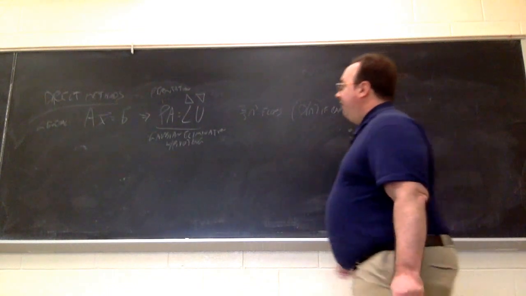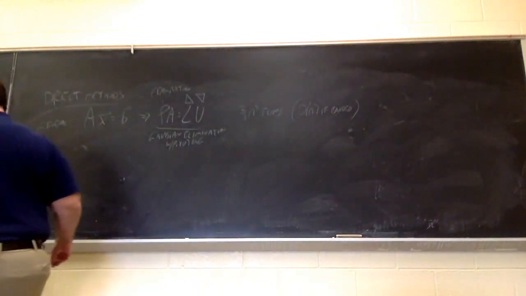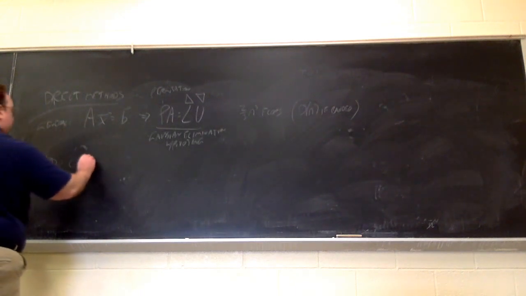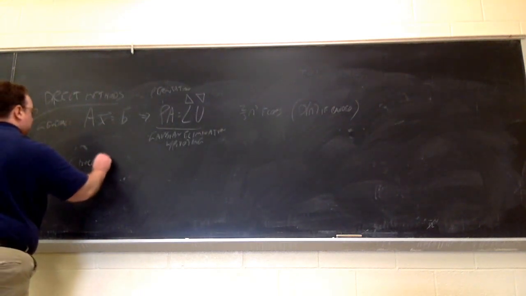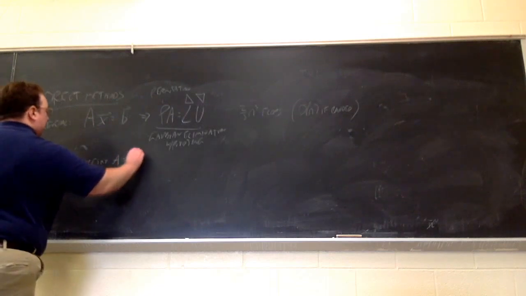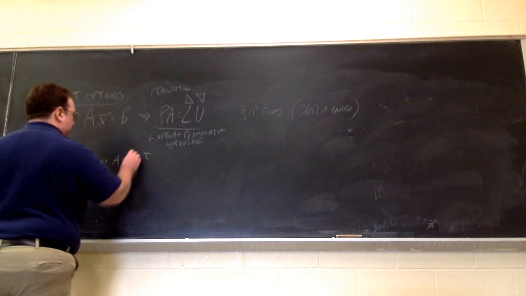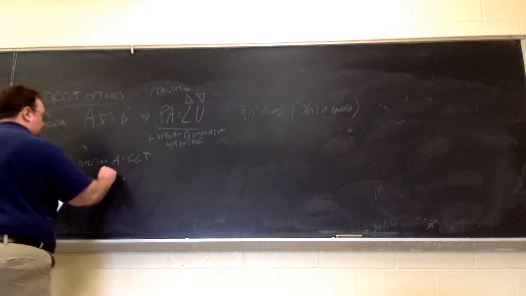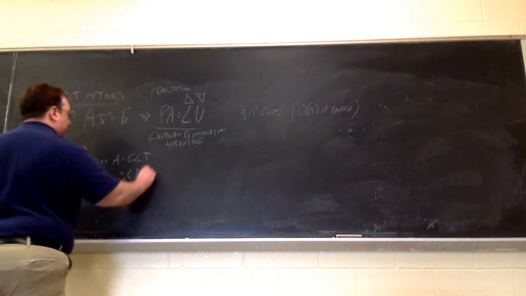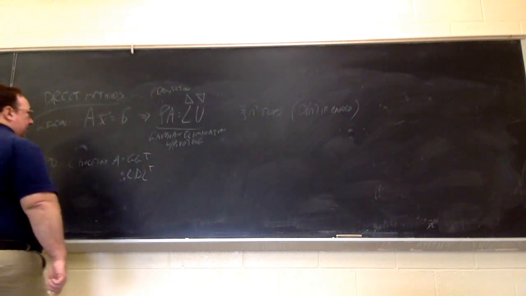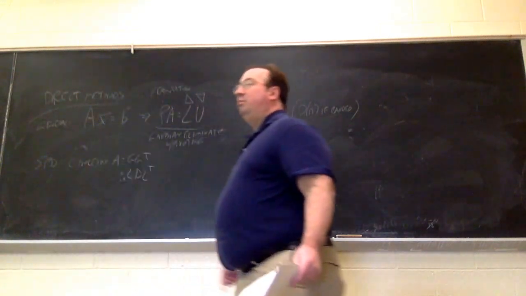Okay, and then if it's symmetric positive definite, you can use Cholesky: A is equal to G G transpose. I'm going to call it G because it's not the same L as in LU. Or L D L transpose. In this case, that L really is the same as this L if no pivoting is used.